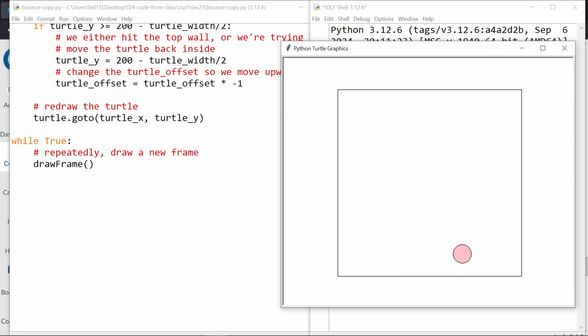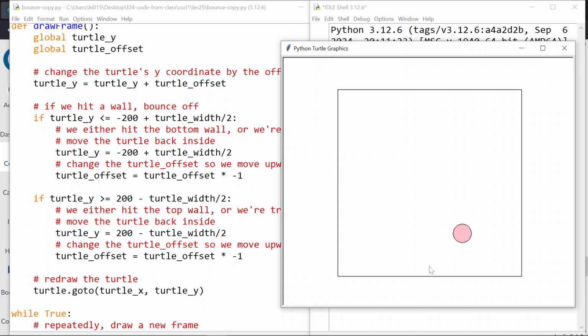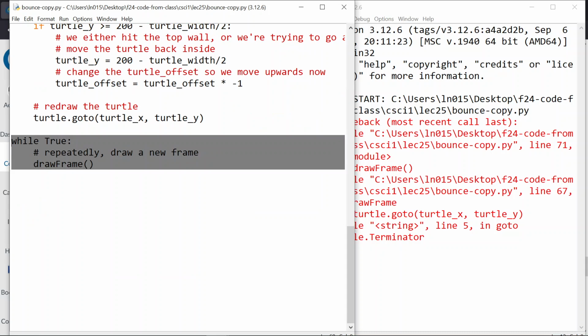So really, this is like a forever loop, while true, until the end of time. Draw a new frame, which is going to take care to move the turtle, change his Y position based on his offset, either nudge him up a little bit, or nudge him down a little bit, and worry about hitting the walls as well. And so we get nice motion based on that, and it's beautiful. Okay, so hopefully it's coming back to us. That's kind of what we were doing, and it was all down here essentially.